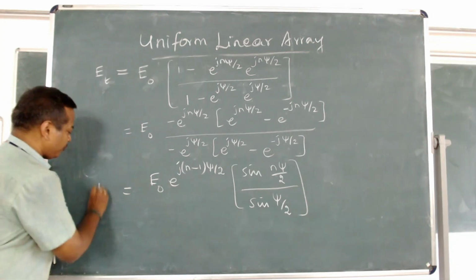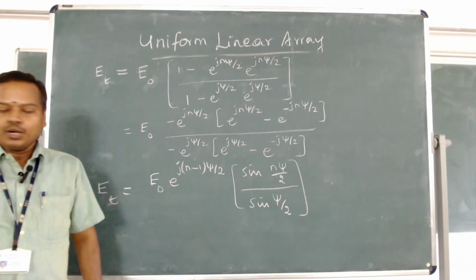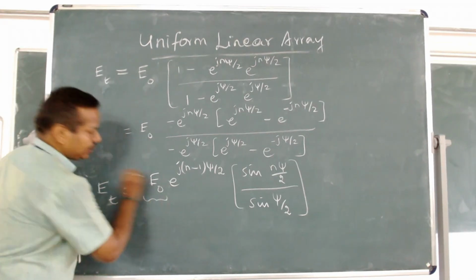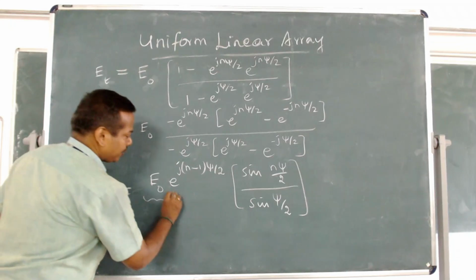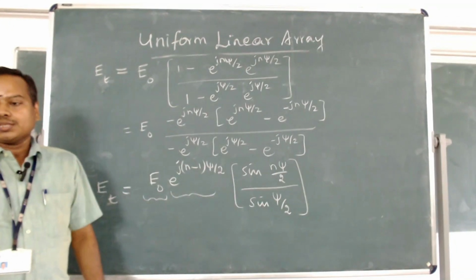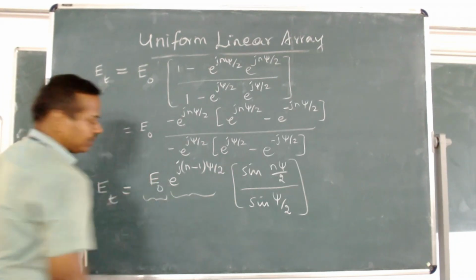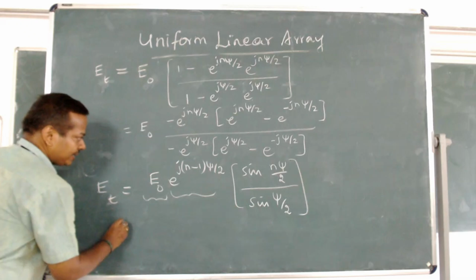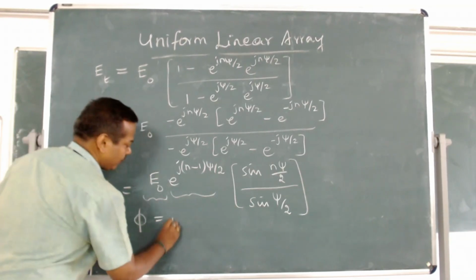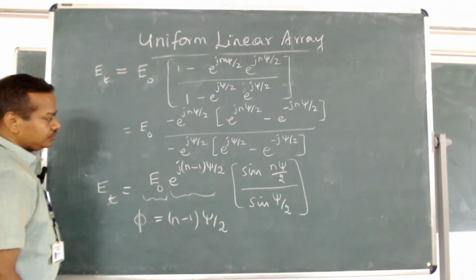So this is the form of total radiated field, and this E naught is going to be the magnitude, and e power j n psi by 2 is representing the phase quantity. So let us denote this phase as phi. So phi is equal to n minus 1 times psi by 2, right?